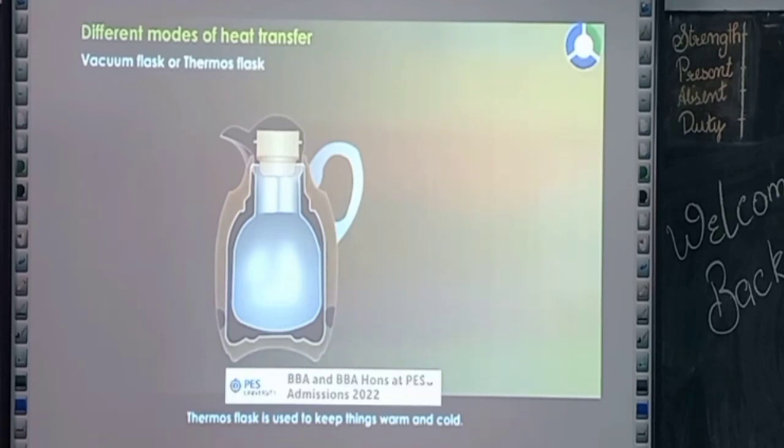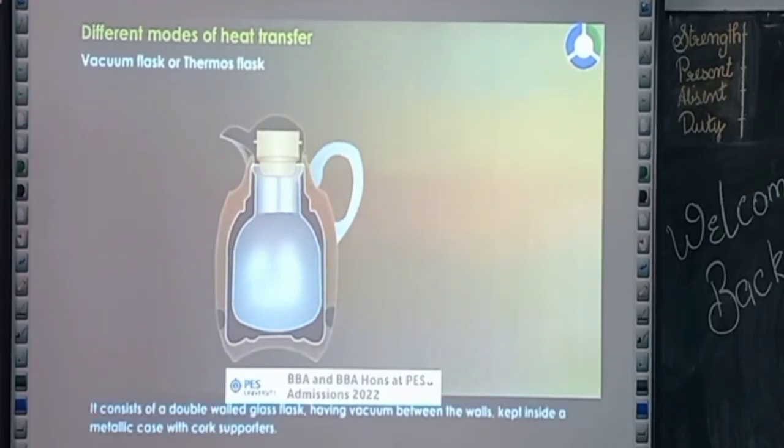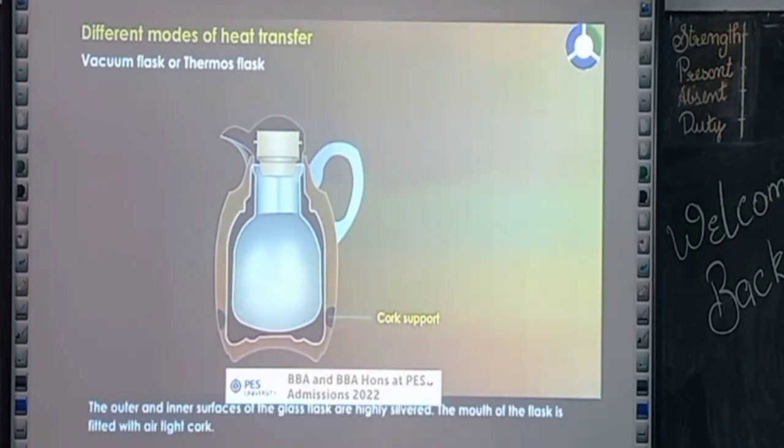It is used to keep things warm and cold. It consists of a double-walled glass flask having vacuum between the walls, kept inside a metallic case with cork supporters. The outer and inner surfaces of the glass flask are highly silvered. The mouth of the flask is fitted with an airtight cork.